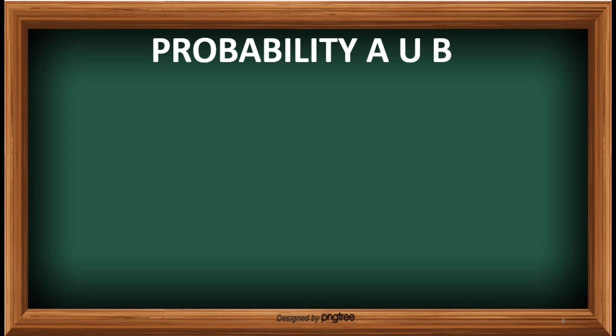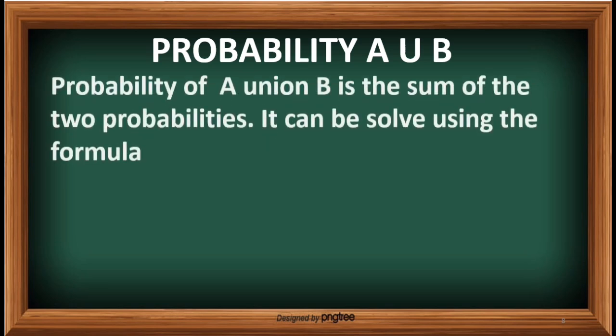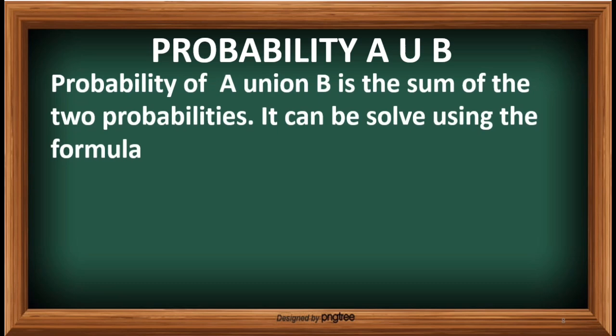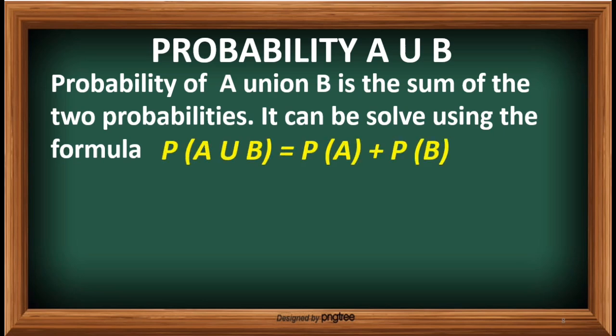So, the probability of A union B. This symbol symbolizes union. The probability of A union B is the sum of the two probabilities, and it can be solved using the formula. The formula is denoted by the letter P, open and close parenthesis, A union B, is equal to the probability of A plus the probability of B.